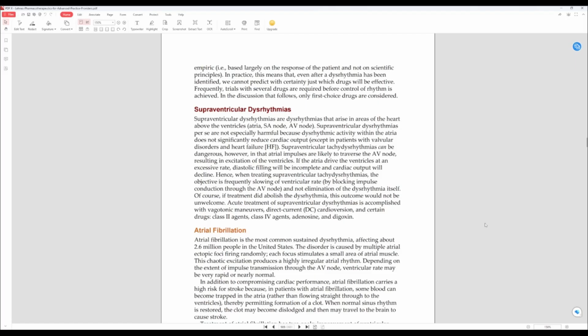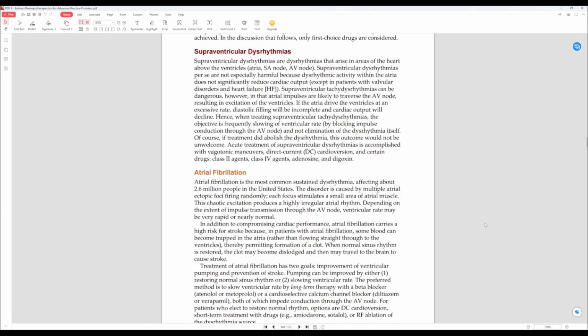So, let's start off by talking about supraventricular dysrhythmias. Supraventricular dysrhythmias are dysrhythmias that arise in the area of the heart above the ventricles. So we're speaking strictly of the atria, the SA node, and the AV node. Supraventricular dysrhythmias per se are not especially harmful because dysrhythmic activity within the atria does not significantly reduce cardiac output.